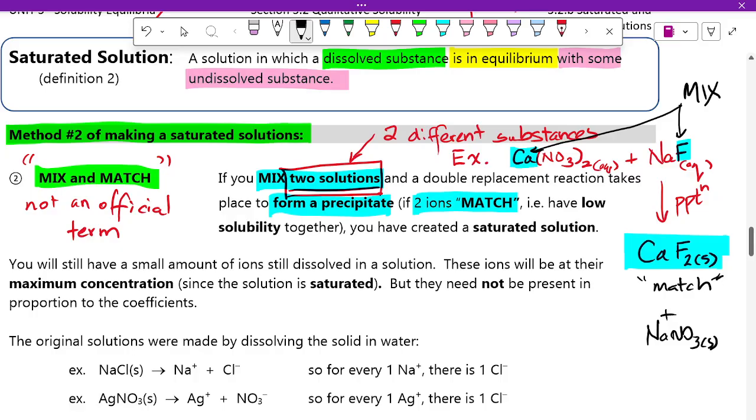Okay, so you will still have a small amount of ions present. These ions will be present at their maximum concentrations. That should say concentrations since they will be different. But they need not be present in proportion to the coefficients.